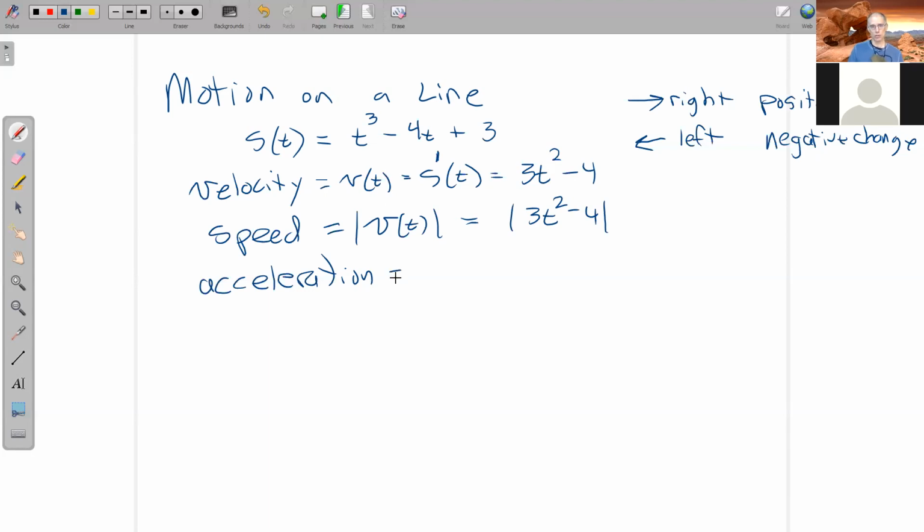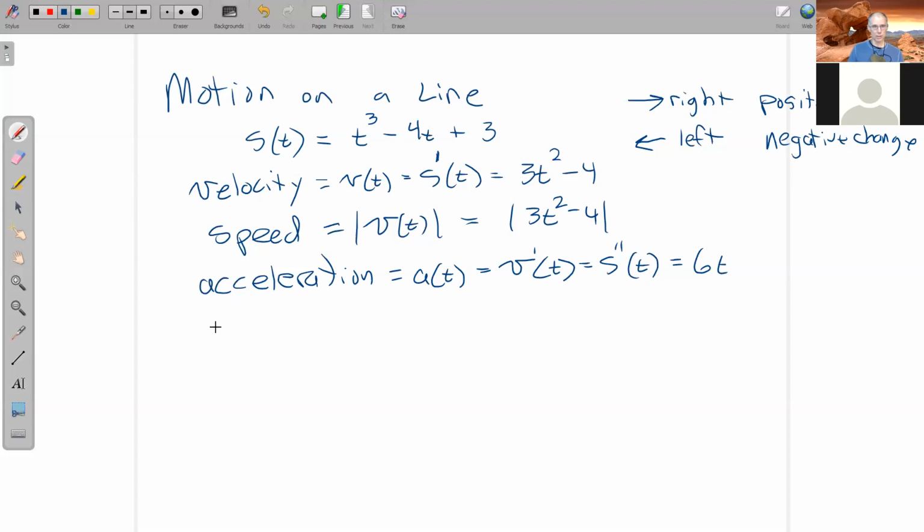Acceleration is just the derivative of velocity, which is also the second derivative of position. So if we take the derivative of the velocity function, 2 times 3 is 6, t to the first, and the derivative of negative 4 is 0. So that's our acceleration right there.